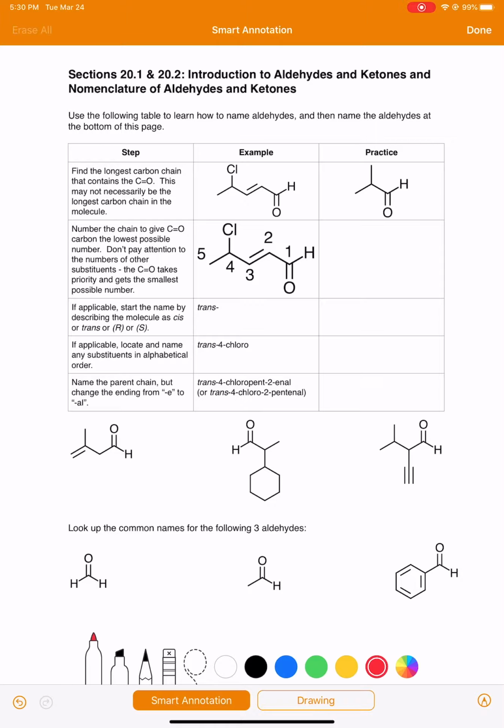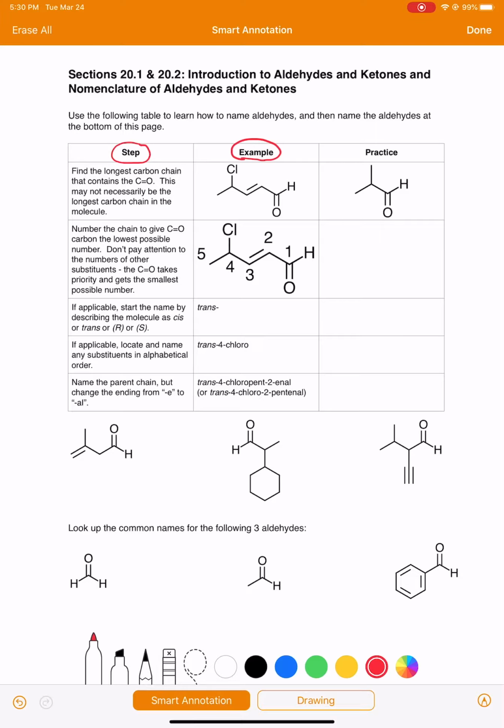This worksheet is going to teach you how to name aldehydes and ketones. The box table at the top of the page gives you the steps that you need to take to name an aldehyde on this page. Ketones will be on the next page. And then you have an example of naming a pretty tricky aldehyde.